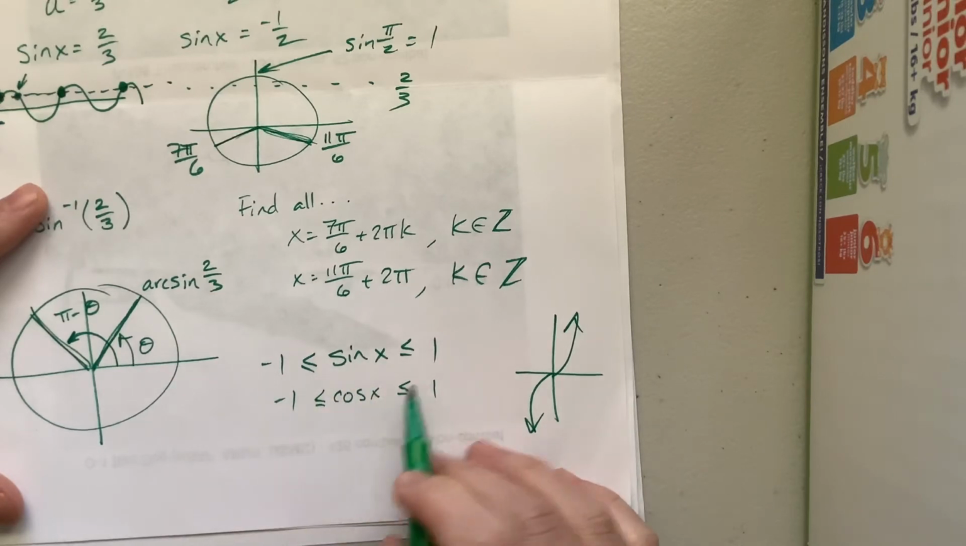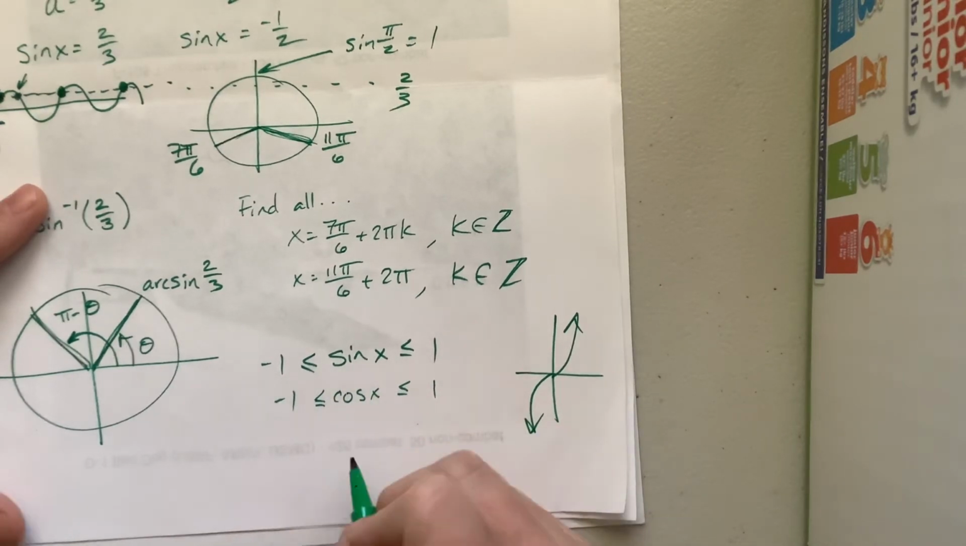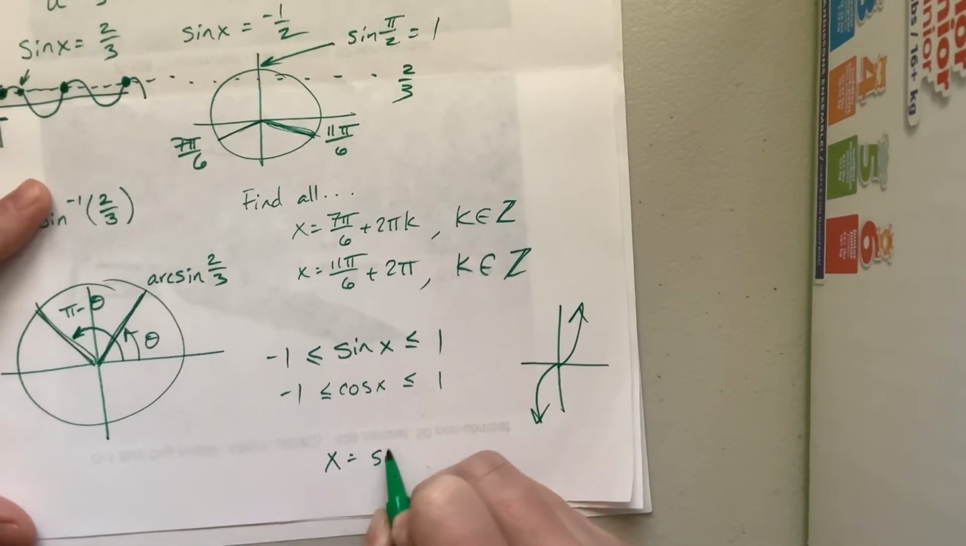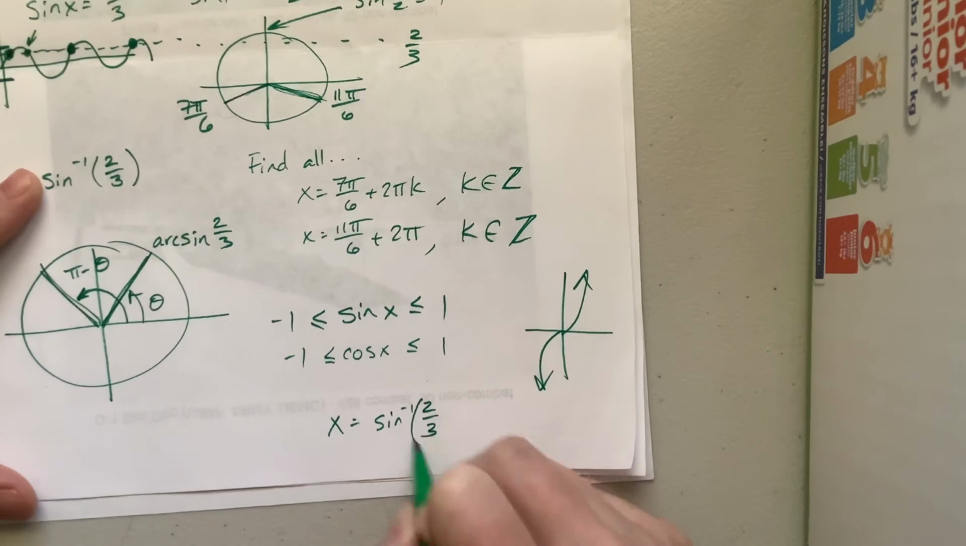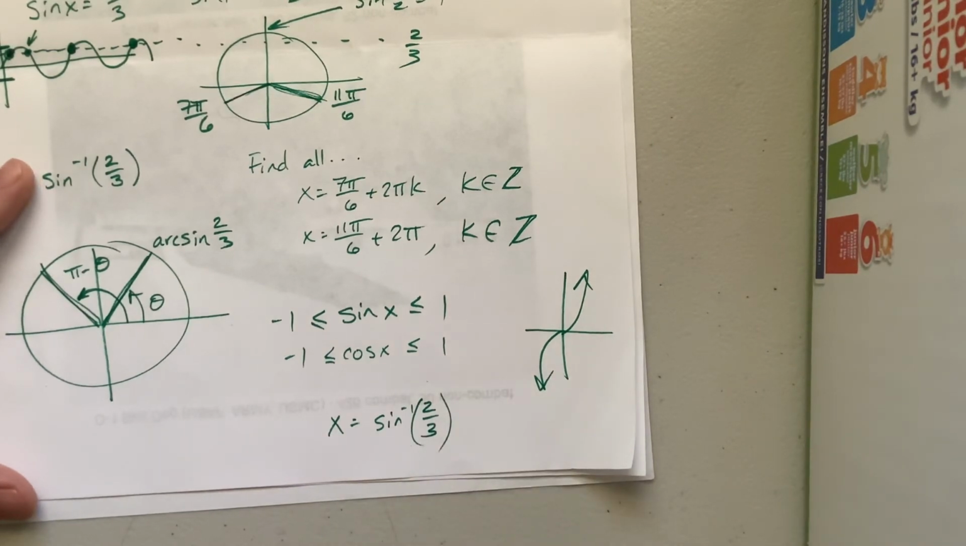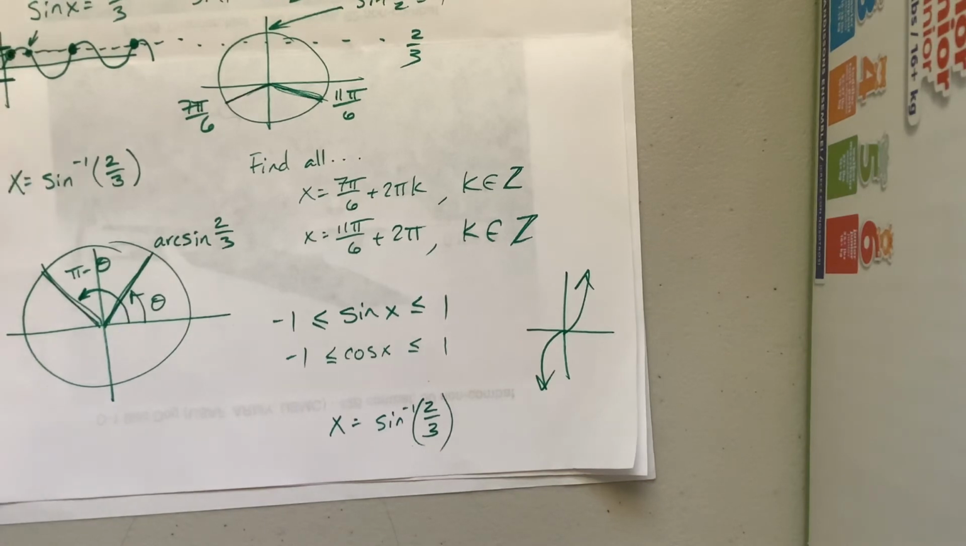But if it's something that you don't know from the unit circle, then you would just tell me that x is equal to the inverse sine of whatever that number was. In this case it was 2/3. I do not intend to get this complicated, but I wanted to flesh out the understanding on this problem. So hopefully that was helpful.